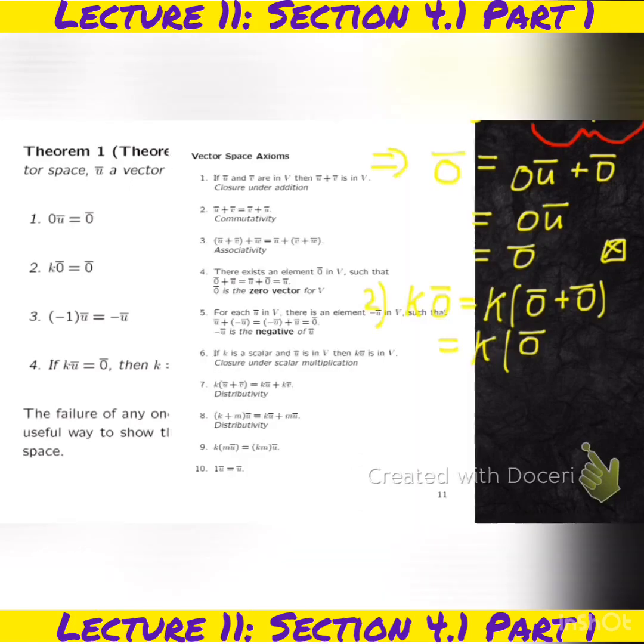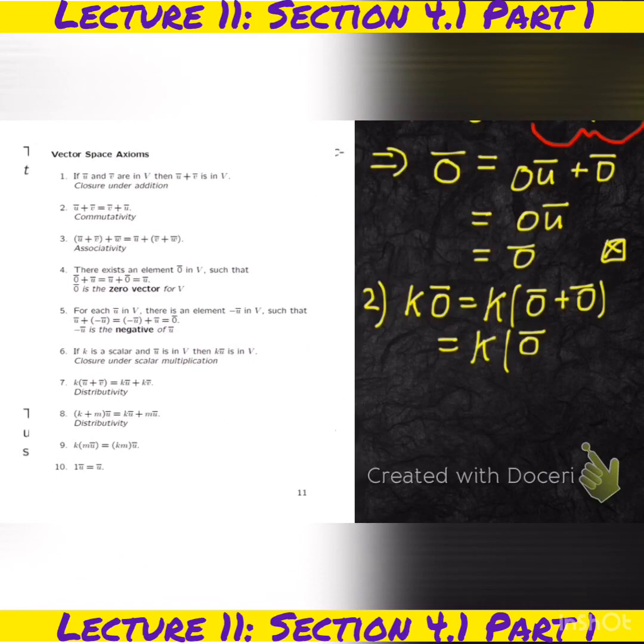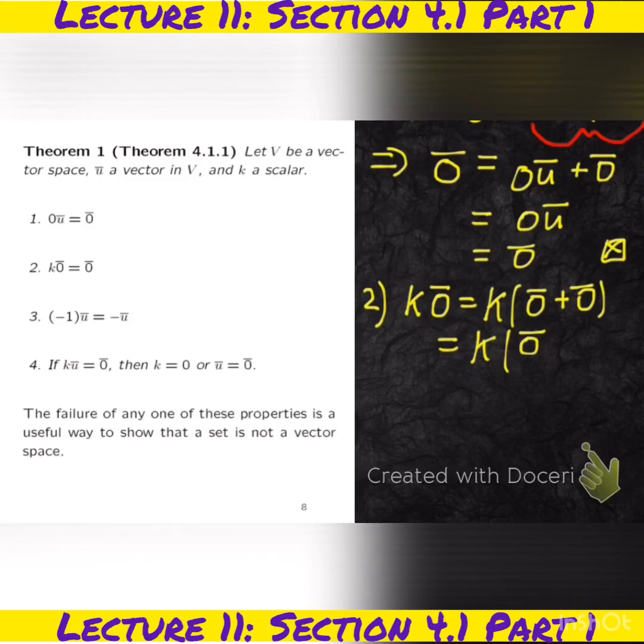If you go back to your axioms and look at this distributive, sorry, it's the 7th axiom, your distributivity axiom, that distributivity works. Then k is going to distribute over that sum. So you've got k 0 plus k times the 0 vector.